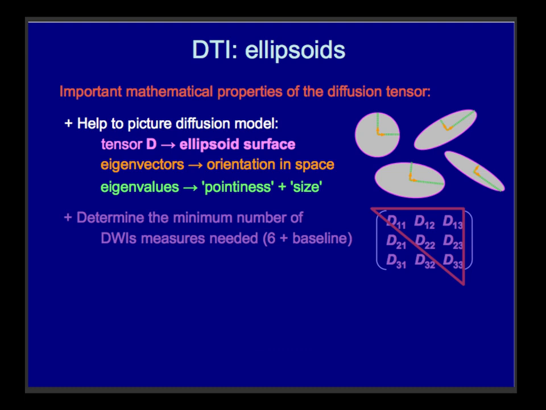And the only other thing that really matters is, we have this 3x3 matrix. This is also symmetric. And the only reason that's really important is when we're acquiring data, we need at least 6 measurements to be able to do this.